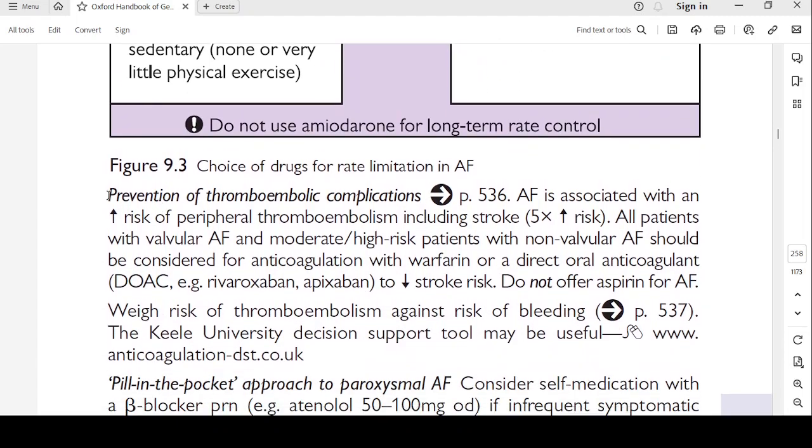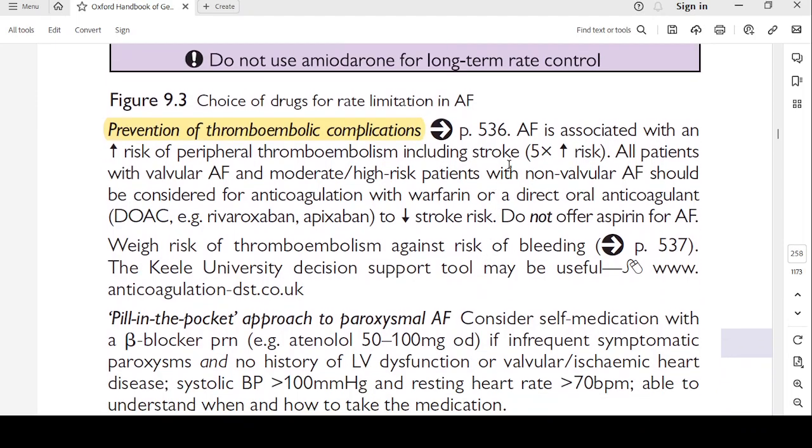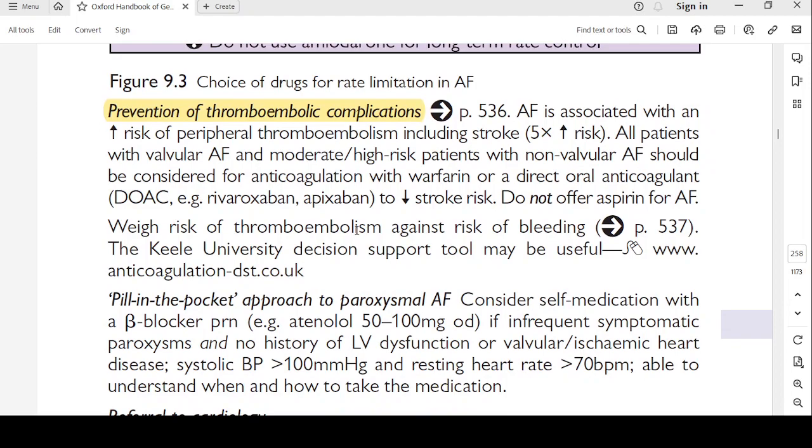Prevention of thromboembolic complications. Page 536. Atrial fibrillation is associated with increased risk of peripheral thromboembolism, including stroke. There is a 5 times increased risk. All patients with valvular atrial fibrillation or a moderate or high risk patient with non-valvular atrial fibrillation should be considered for anticoagulation with warfarin or a direct oral anticoagulant.